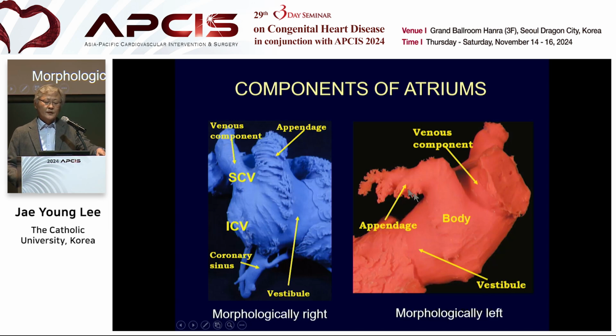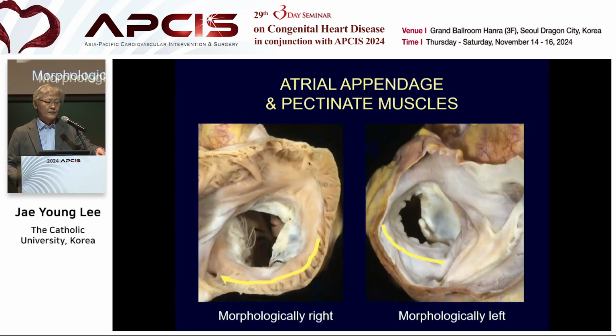Instead, in this case, there is a finger-shaped narrow connection of the atrial appendage, and the pectinate muscle is confined to the appendage, and the vestibule is smooth. This is morphologically the left atrium. Again, here is a broad-based atrial appendage with pectinate muscle extending all around the AV junction. Instead, here the pectinate muscle is confined to the appendage and the vestibule is smooth.